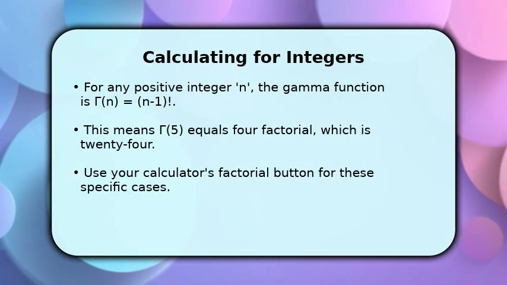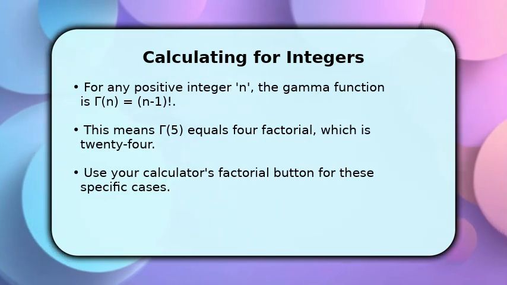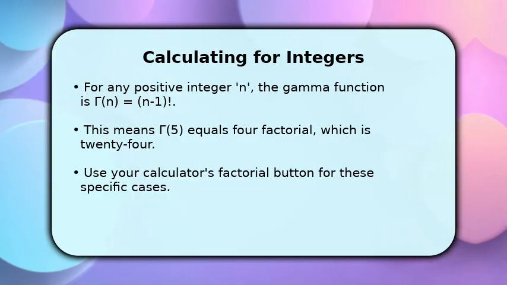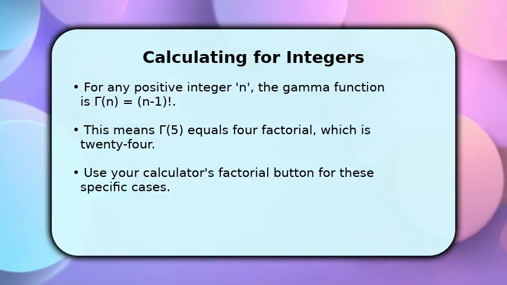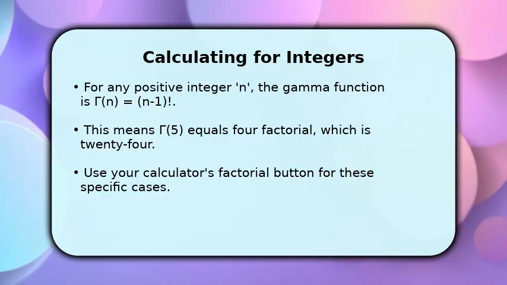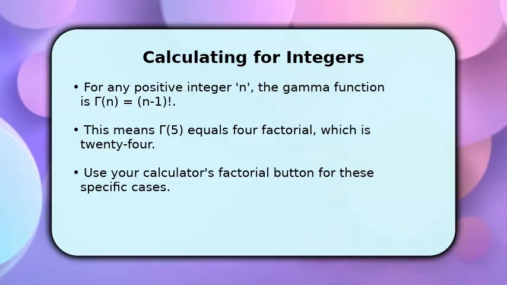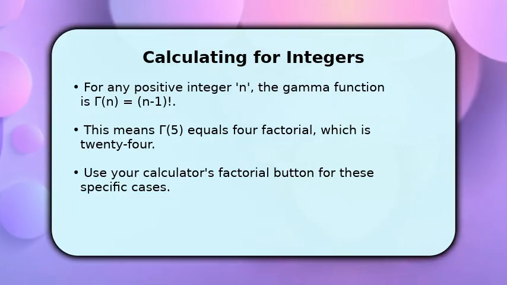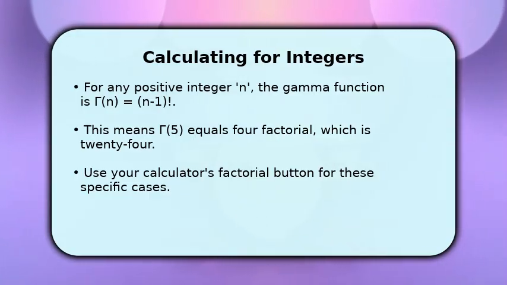When dealing with positive integers, finding the gamma value is straightforward. The gamma function of a positive integer n is simply equal to (n minus 1) factorial. For example, if you want to find gamma of 5, you would calculate 4 factorial, which results in 24. You can easily compute this using the factorial button on your calculator.